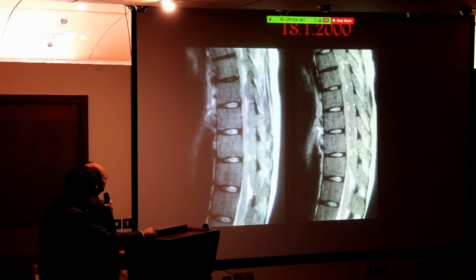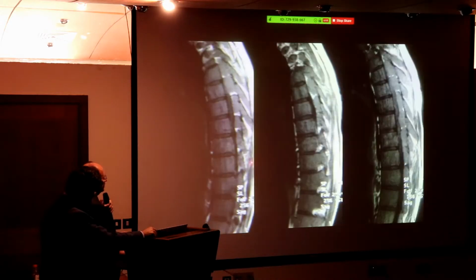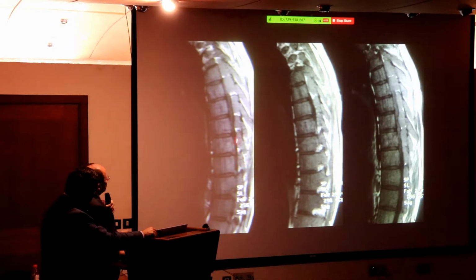T2 weighted also. This is an epidural mass, because it is compressing the CSF from the outside, which indicates an extramedullary extradural mass. Next. This is T1 weighted. If you can see here also, the mass is encroaching upon the cord, and there's no bony destruction. It's an expansile lesion with no bony destruction.